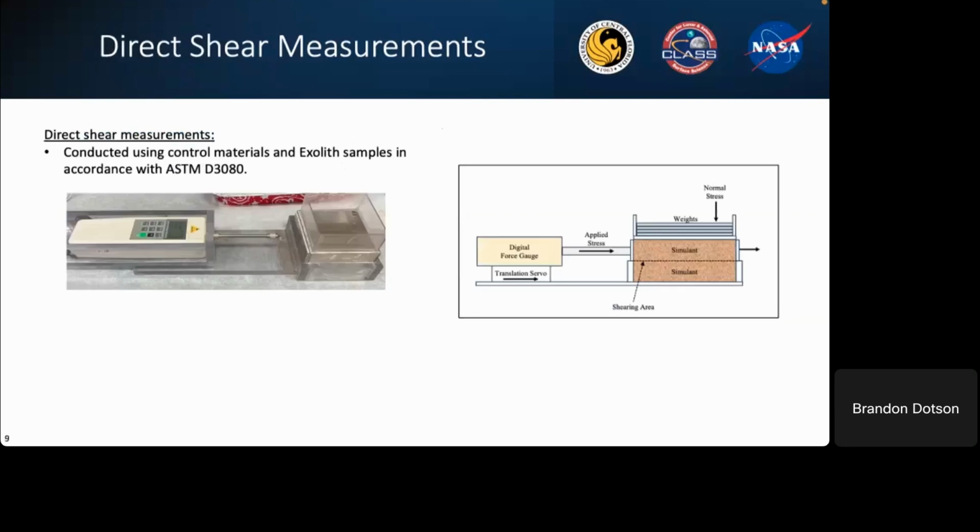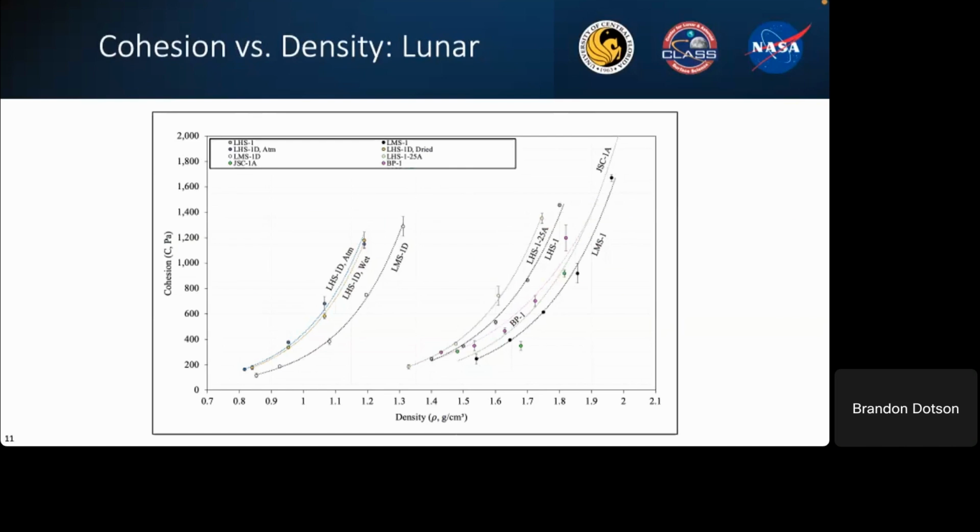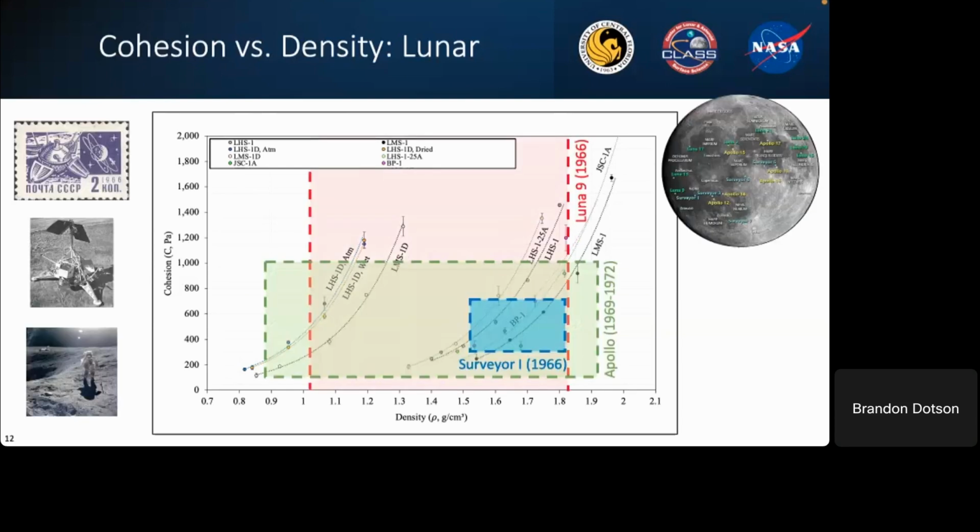So we did a number of measurements initially to try to characterize a bunch of different simulants using just a small shear box, where you literally fill it with simulant and then shear it and take measurements. And basically what we found is that cohesion actually varies exponentially with bulk density. We did this for Lunar Highland simulant, Mare simulant, BP1, JSC1, all the classics. And that falls pretty well within the range of measured values from Apollo, Surveyor, and the Russians with Luna.